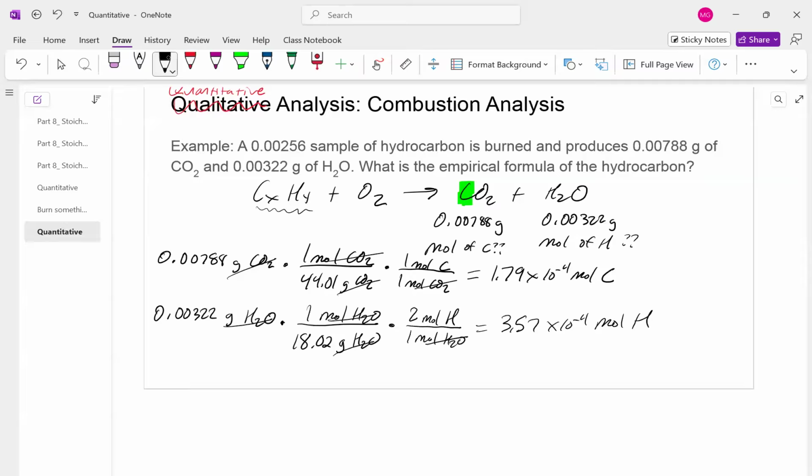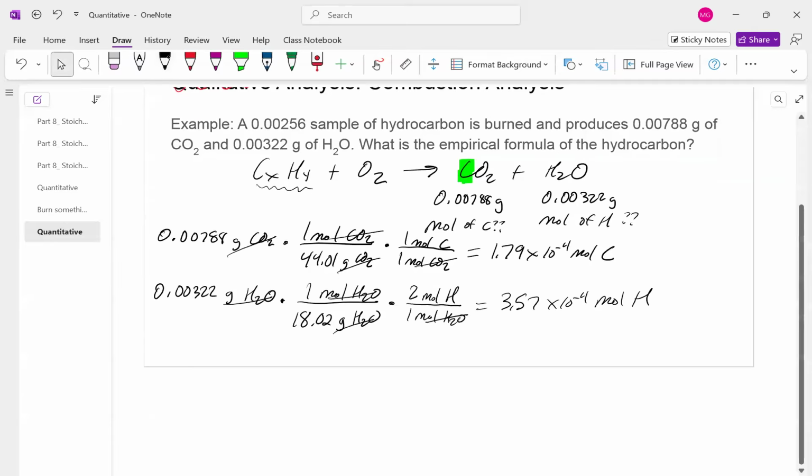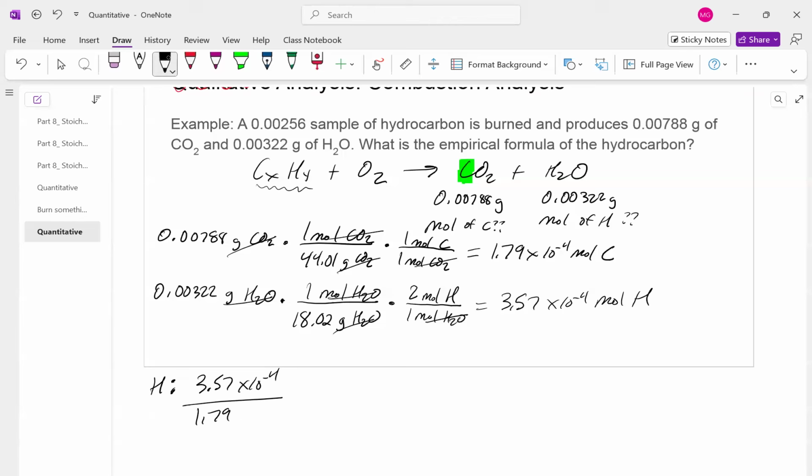What do I do with these to find the empirical formula? I'm going to compare their ratios. Remember, I take each number. This one's a little bit easy because there's only 2 elements. I take each element and put it over the smaller number of moles. So for hydrogen, that looks like this. And that gives me a ratio of about 1.99. That's really super close to 2, so I'm just going to call it 2.